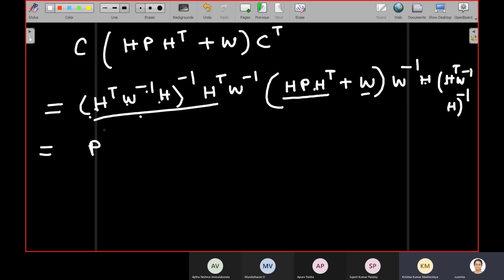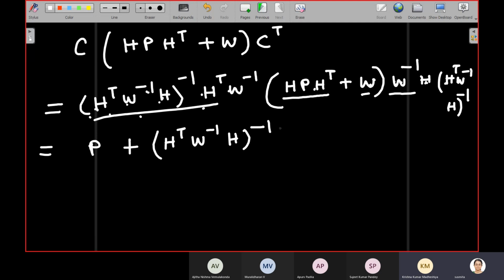Here we have H transpose W inverse, this whole thing, then W inverse times W. W inverse times W will be identity, right? And then on the right side we have again W inverse H. So H transpose W inverse H, and that has its inverse on the left, right? So if you do all the simplification, you will just have this term, H transpose W inverse H.